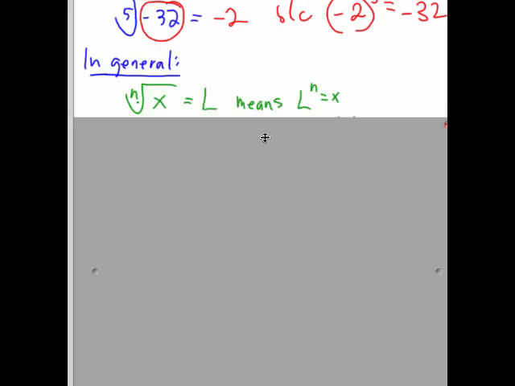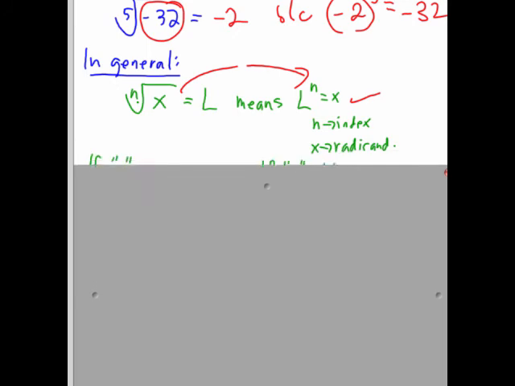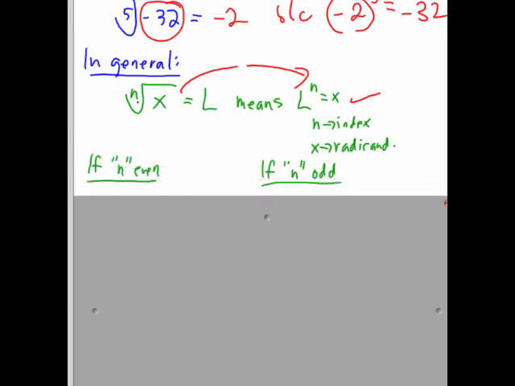Alright, just to generalize our findings. The nth root of x equaling a number L means that L to the exponent n has to give me my radicand. Okay, so that's the basic conversion process from a radical over to an exponent. They're connected. n is the index, x is the radicand.